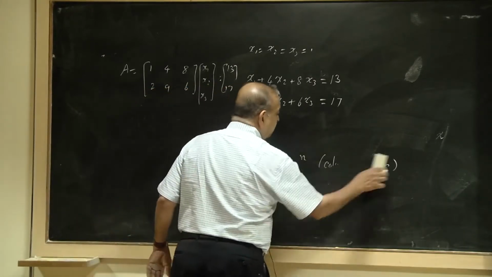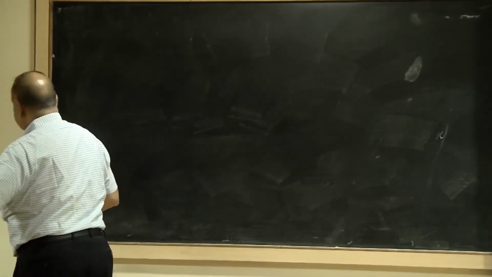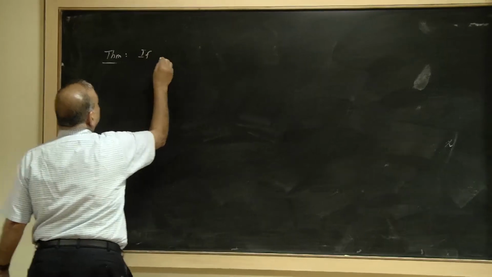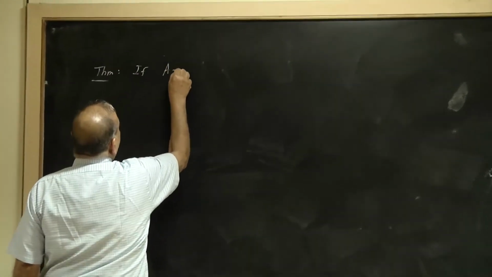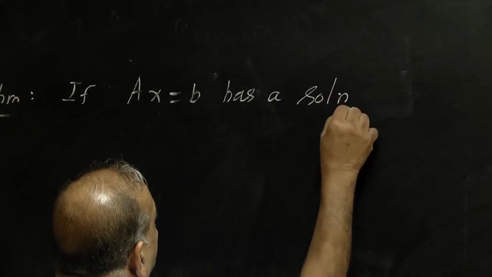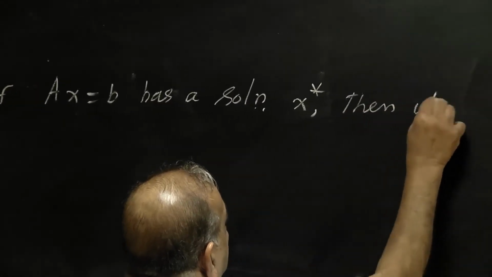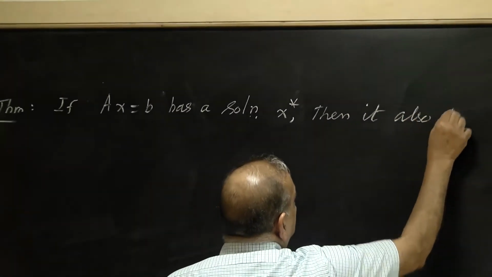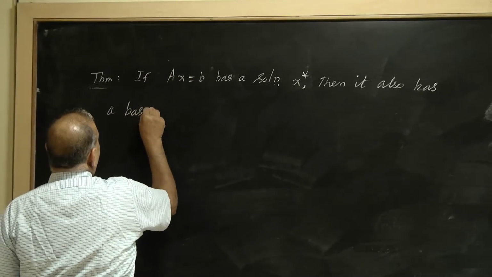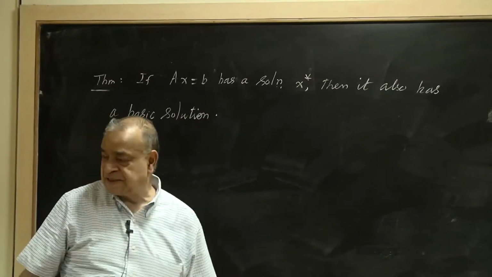So the first theorem: if Ax equals b has a solution x star, then it also has a basic solution. It also has a basic solution. What does it mean?